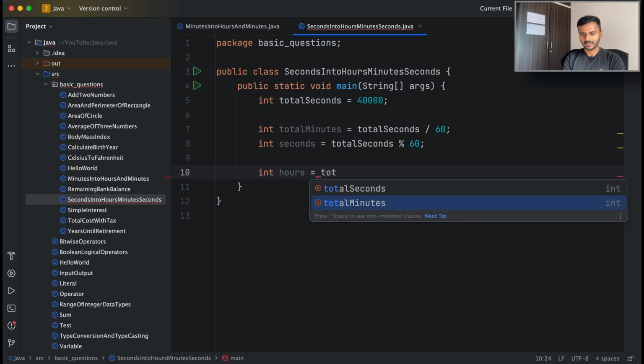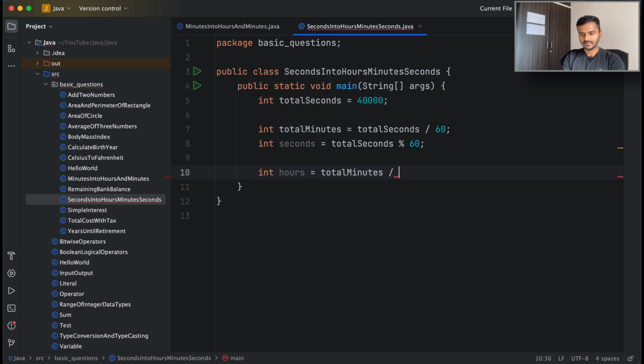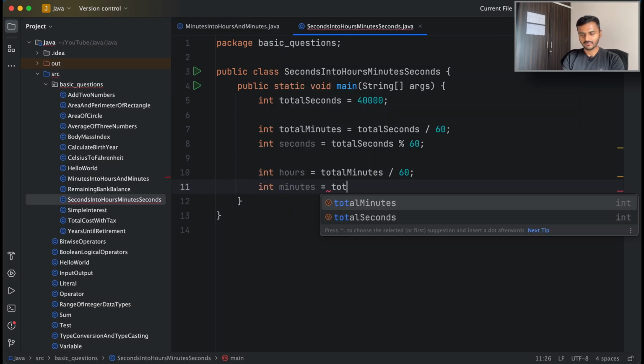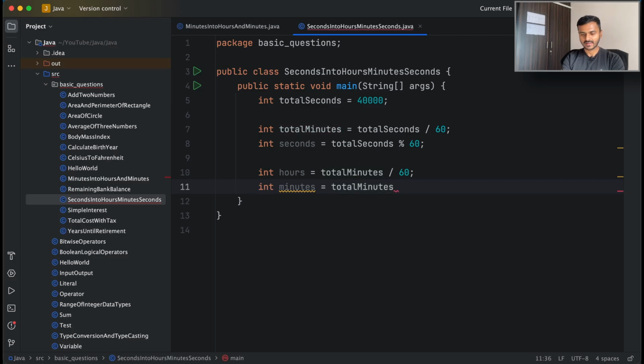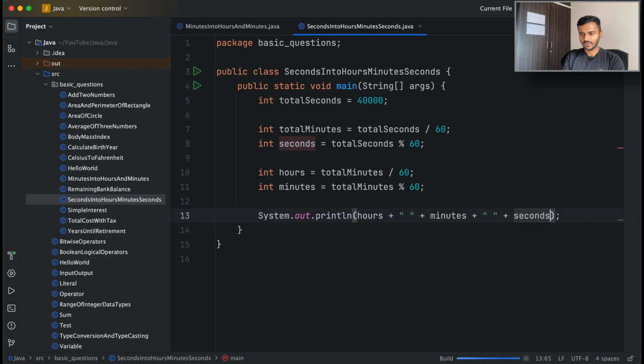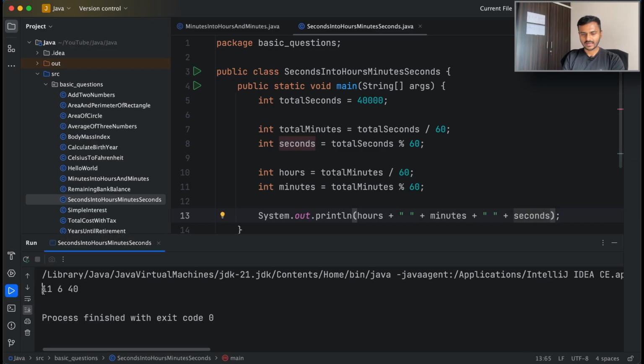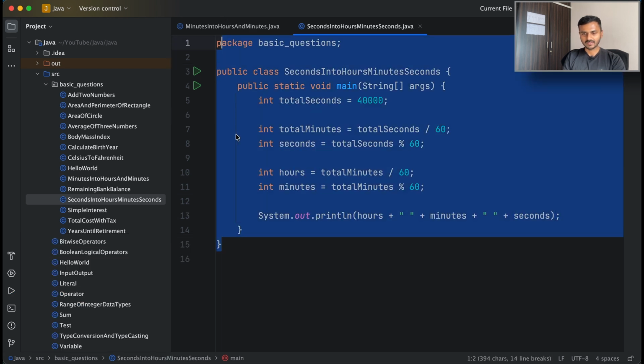This will be total minutes divided by 60, and then remaining minutes, which will be again divided by 60, but this time we will be collecting the remainder. And finally, we can print hours plus, let's give a space over here, minutes plus seconds. And if I run the code, I get 11 hours, 6 minutes and 40 seconds. So this completes this question.